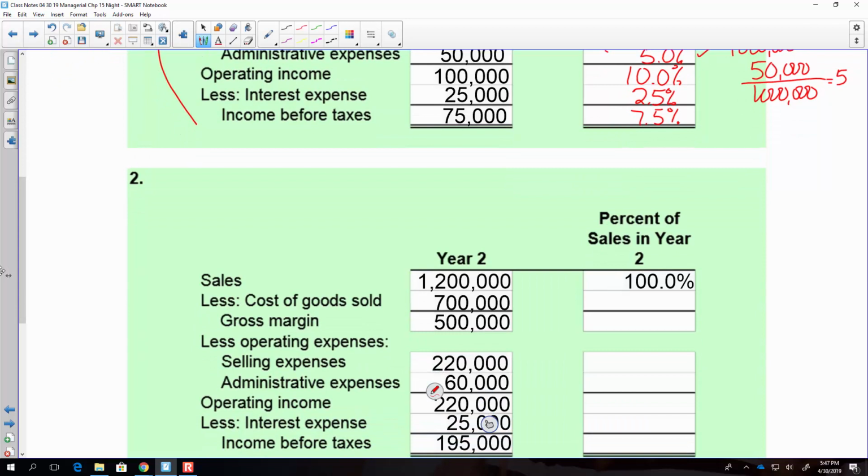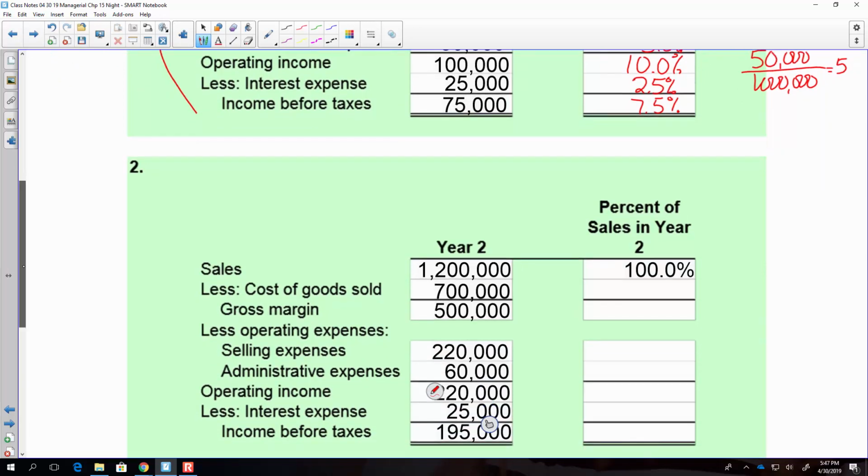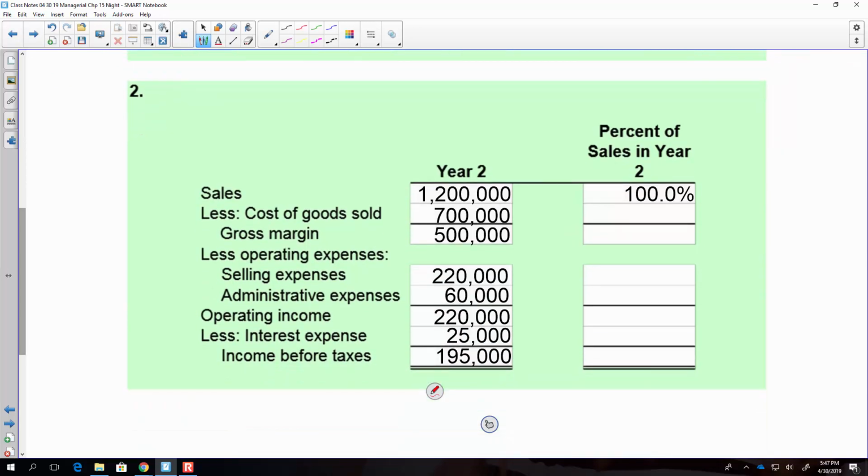So we'll do the same thing for our year 2. That way we can do a comparison. 700,000 divided by 1,200,000 is, I'm just dropping the zeros, a little easier to work with. Is that what you got? 58.3%?